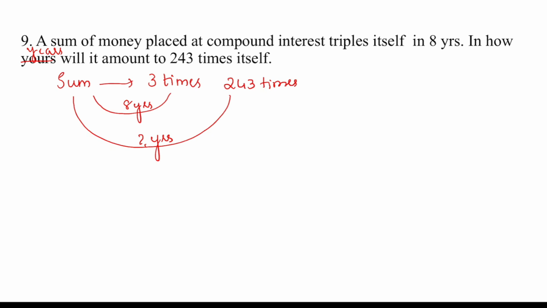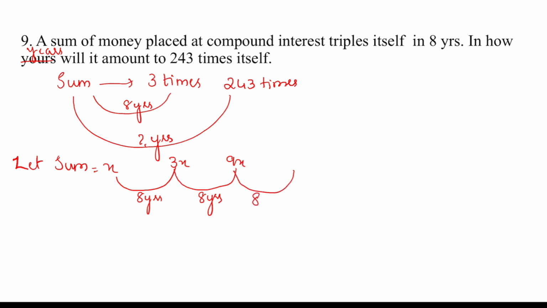Now, we'll do it with the concept method and the trick also. Now let the sum be x rupees. After 8 years it becomes 3 times, isn't it? So it becomes 3x. Again after 8 years it becomes 3 times, so 3 3s are 9x.